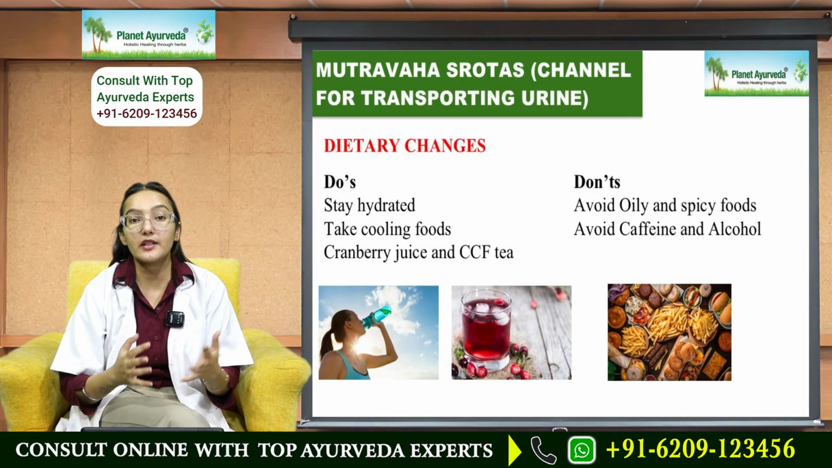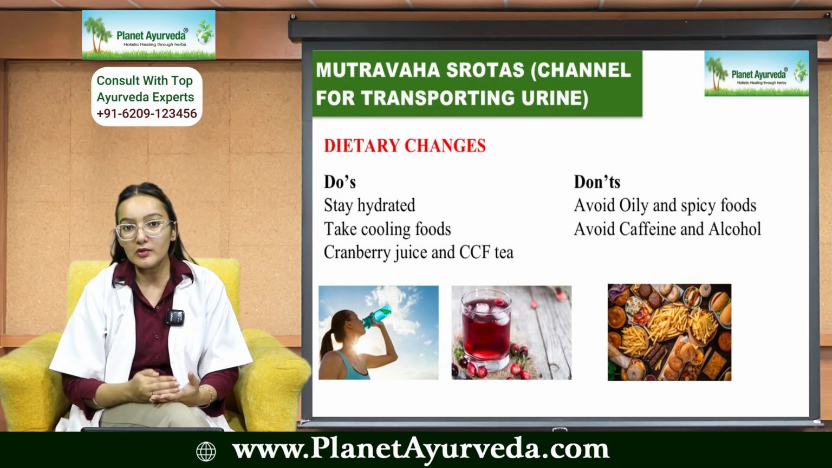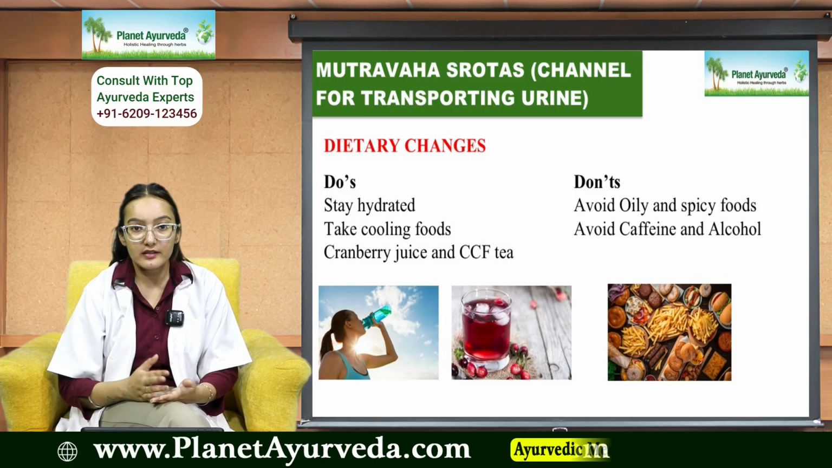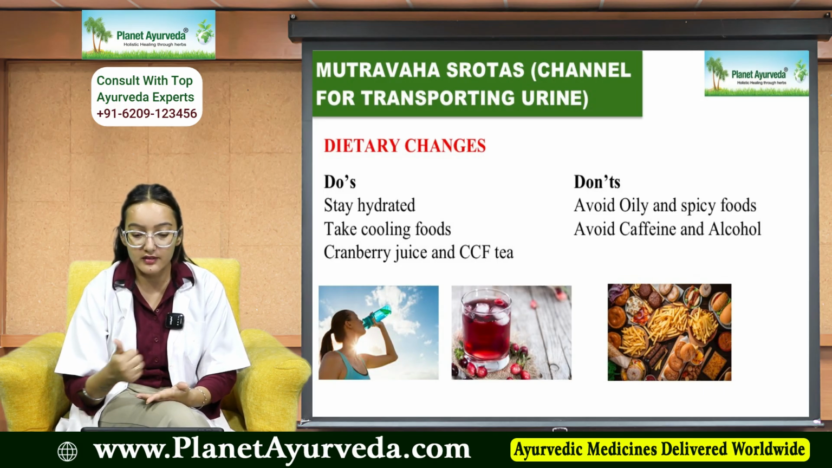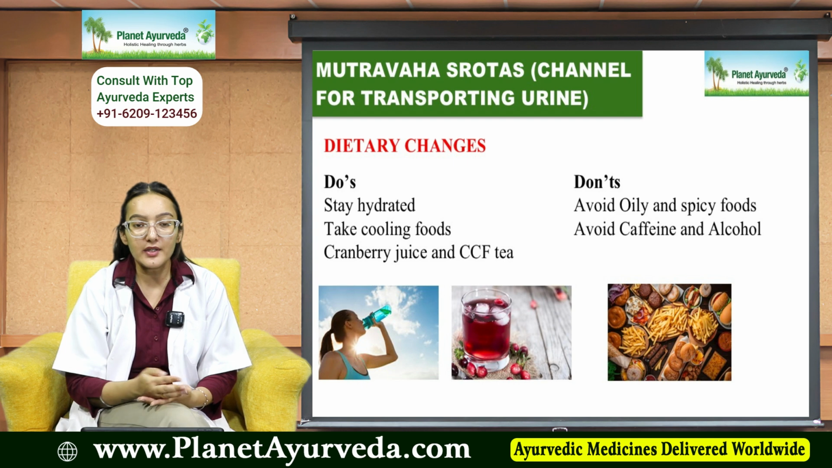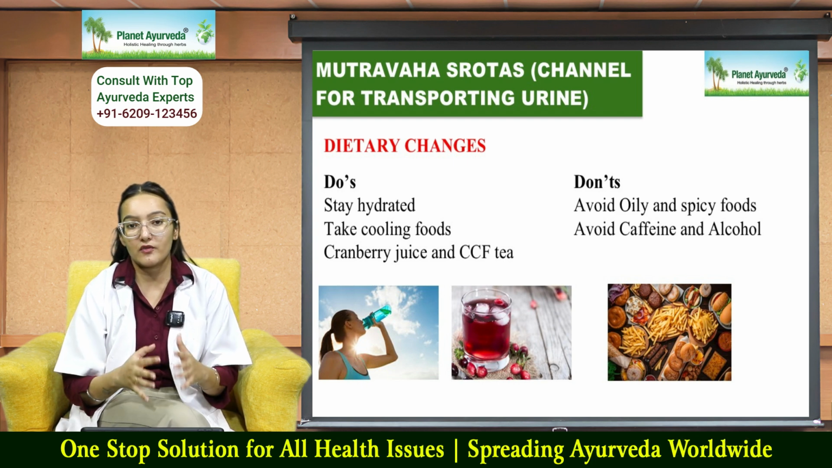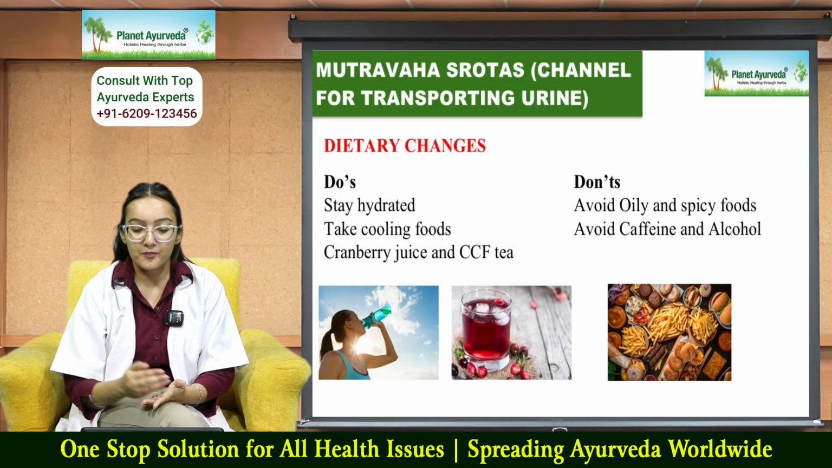In case of urinary tract infection also, cooling things work. Cooling things also act as diuretics. Warming things also act as diuretics. In that case, CCF tea is one of the best things to have. And cranberry juice is really very effective in case of UTIs, whenever there is infection in the urinary tract.